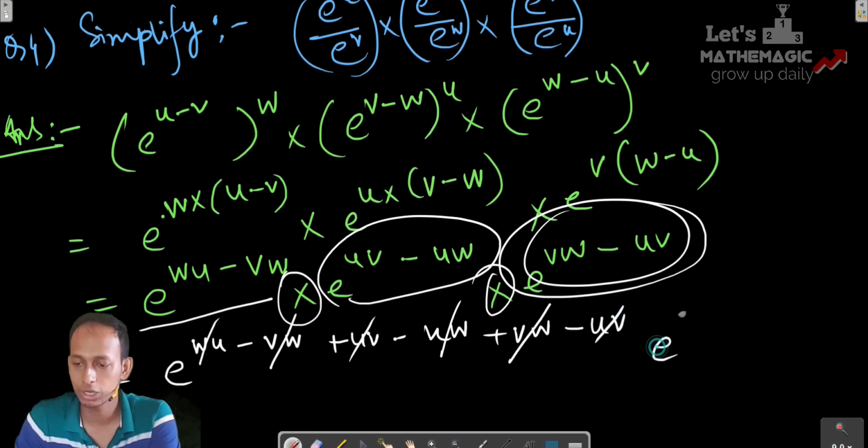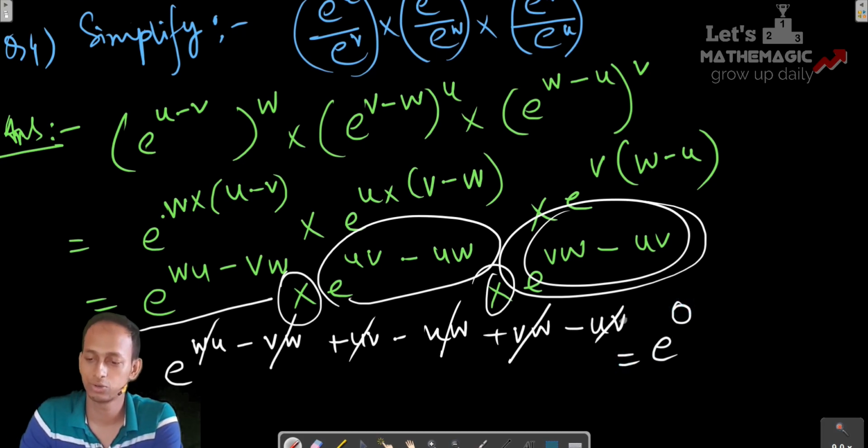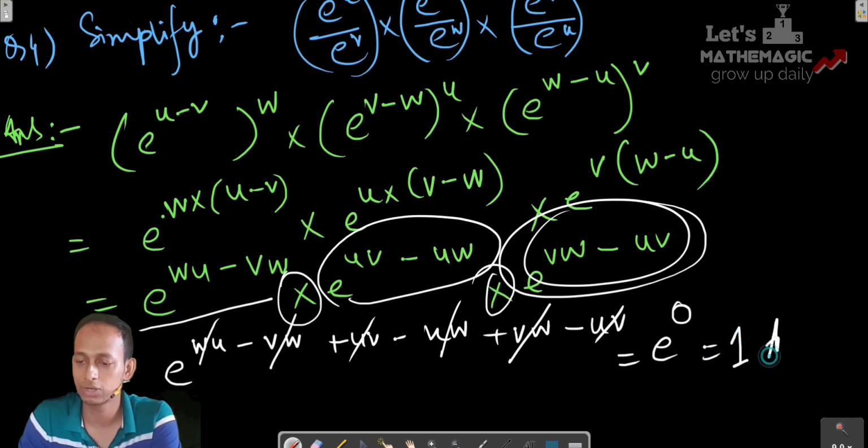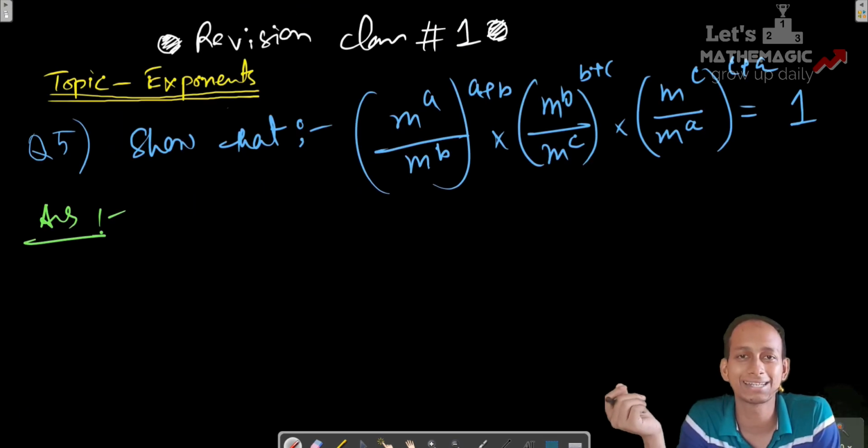That means 0. So e to the power 0. So anything to the power 0 is equals to 1. So e to the power 0 is equals to 1. So the final answer is 1. And the answer is done. So anyone have any problem to understand this sum? Please let me know. So students, the next sum is already on board.